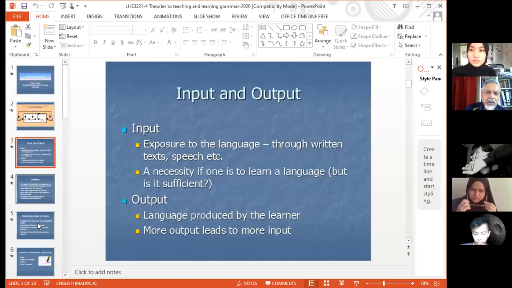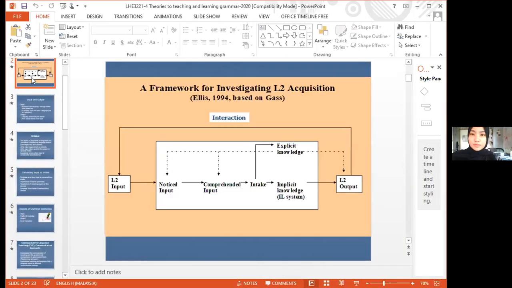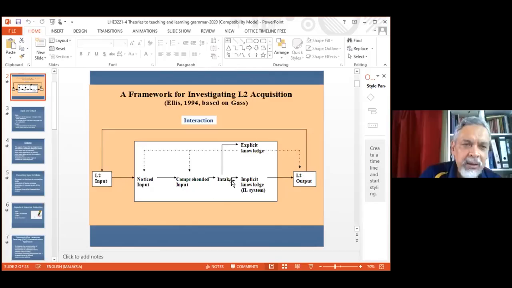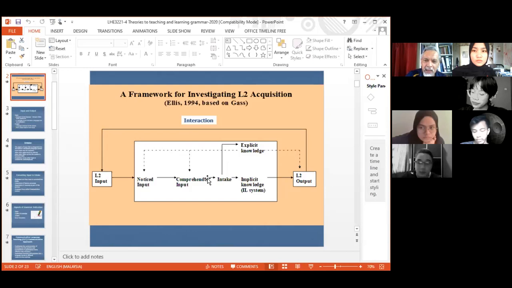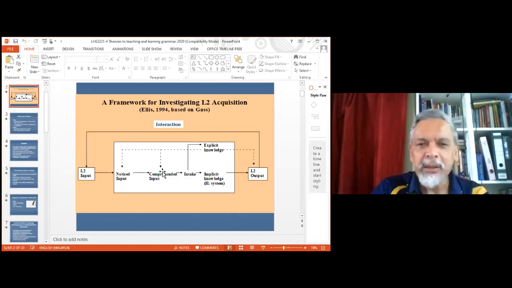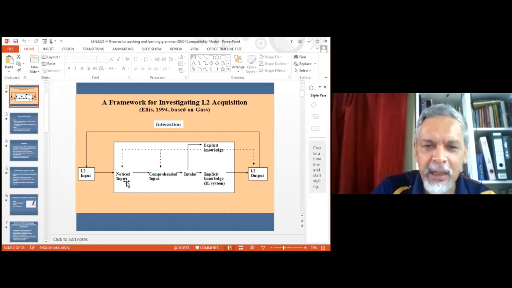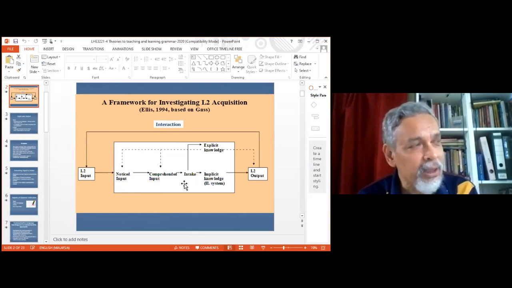So basically, what we have done so far is we have looked at this idea or this framework for investigating L2 acquisition. And I mentioned that what we really want is intake. We want intake, meaning this is when the students integrate whatever they get exposed to in terms of the input, which they understand, which they notice and they understand. This is when they integrate those aspects into their developing language system.